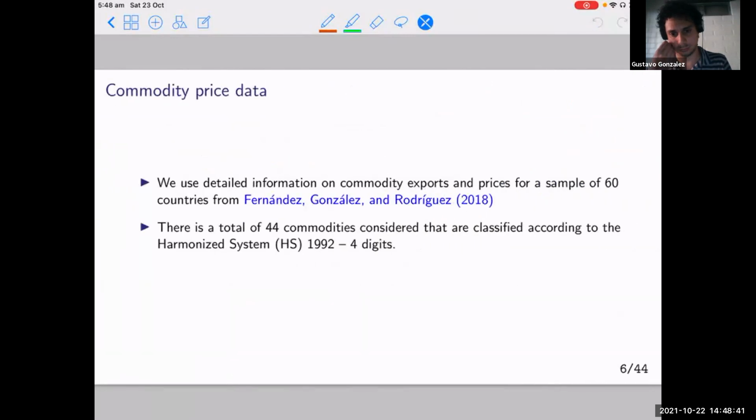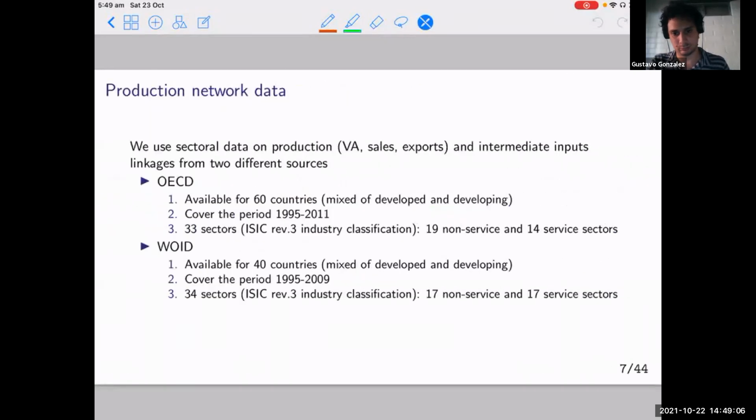What we use is detailed information on commodity exports and prices for a sample of 60 countries, and that's the initial data. In the end, we only have 16 countries because we use different data sets. But what we have is a bunch of different commodities that belong to different sectors, different industries in the economy, when we think about 2 or 3 digit industry classification.